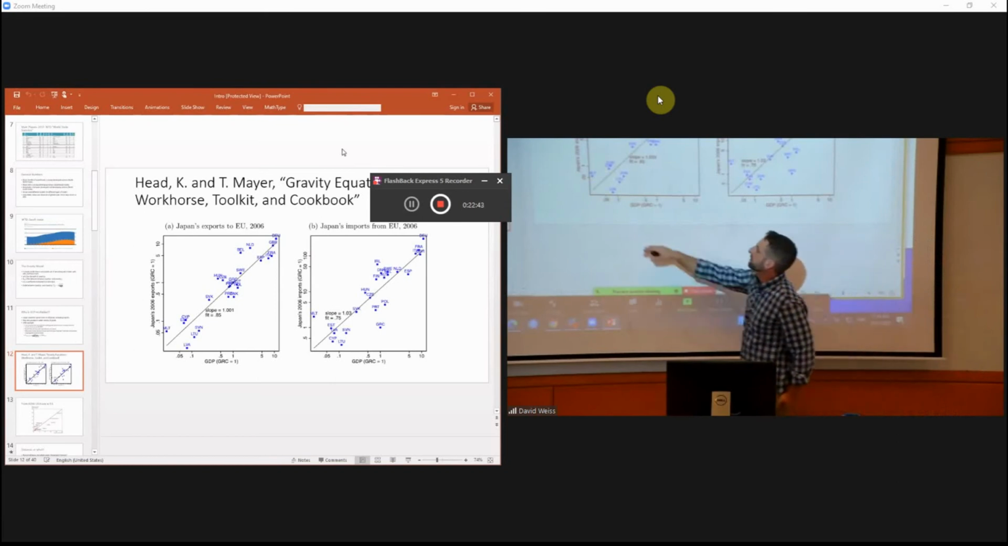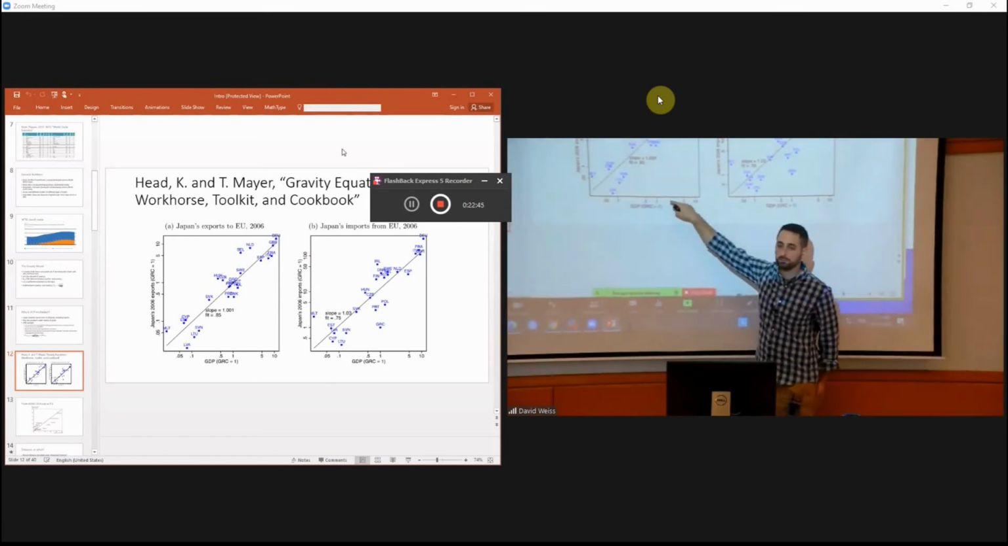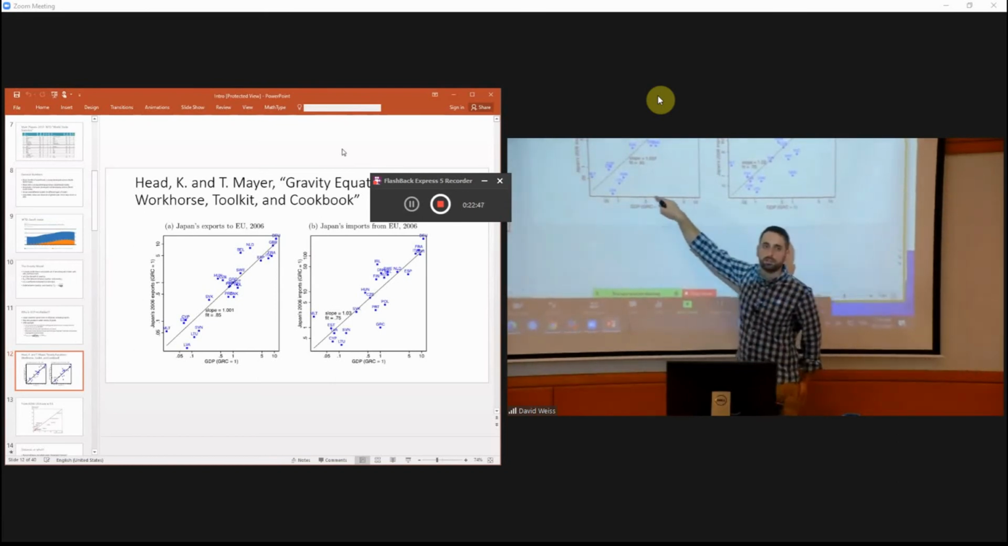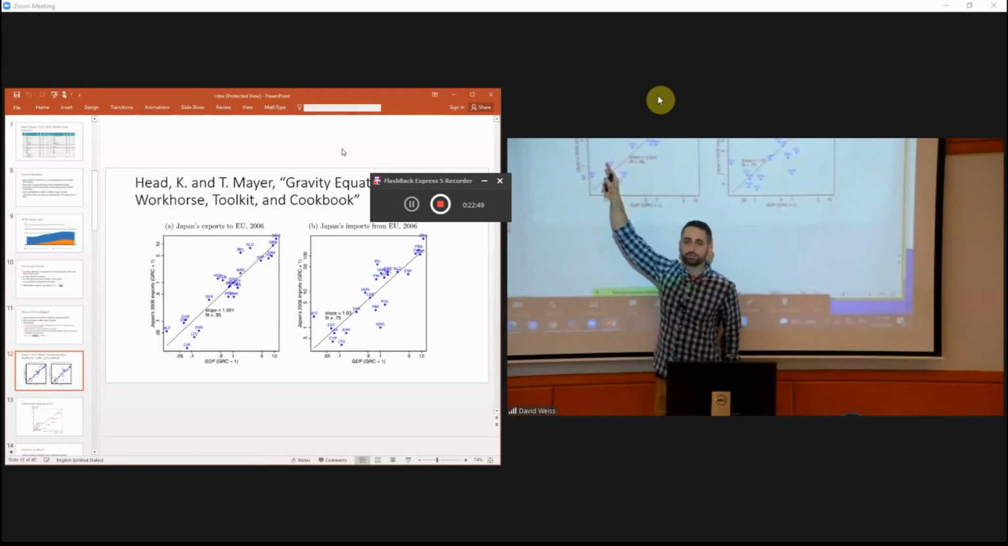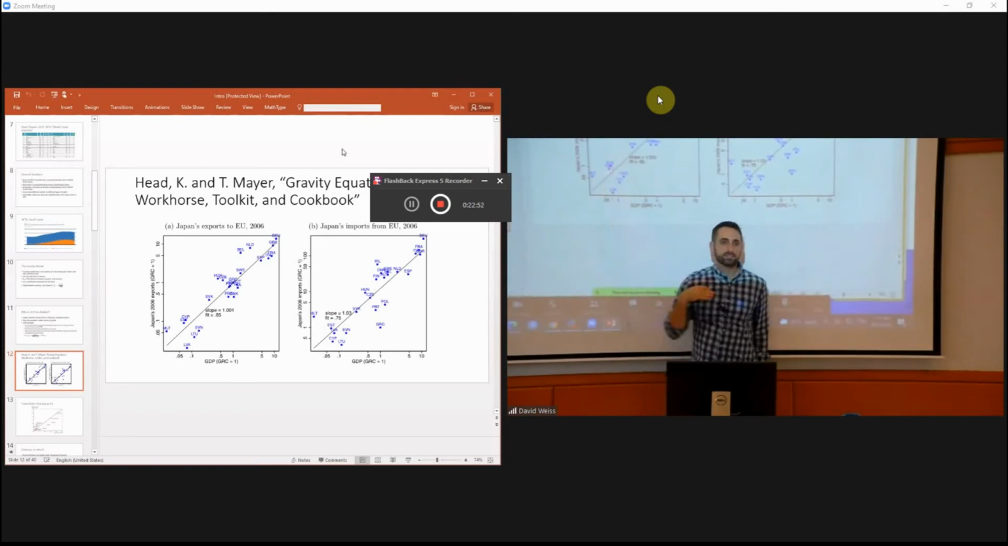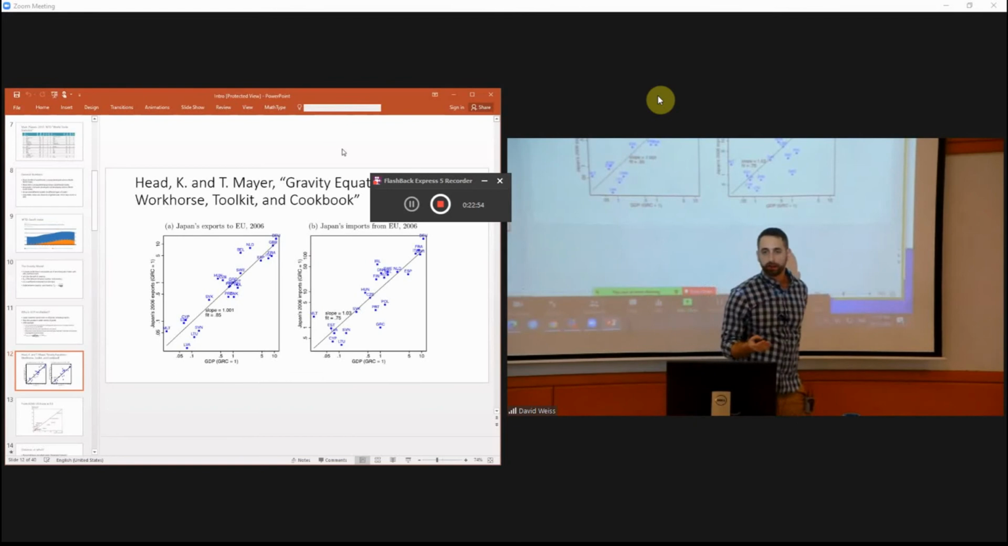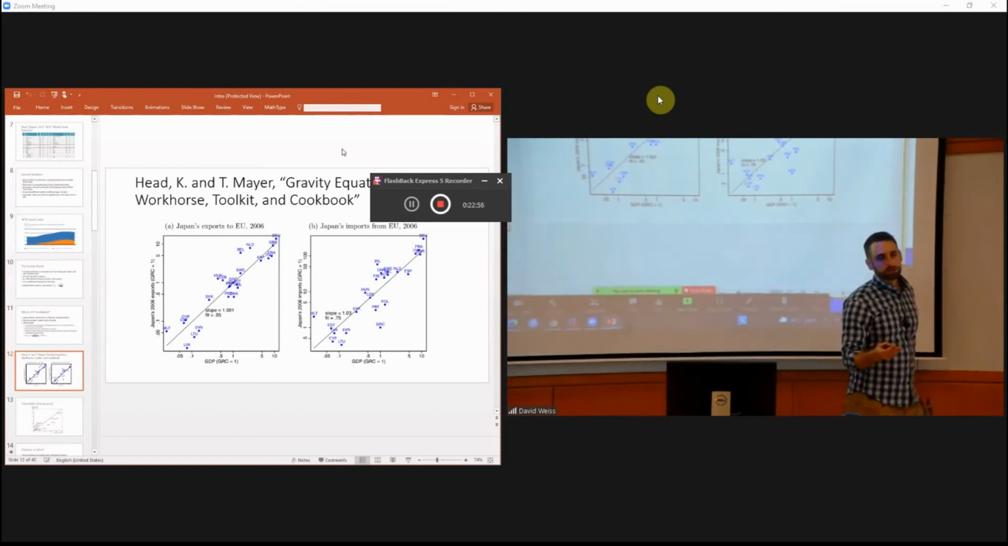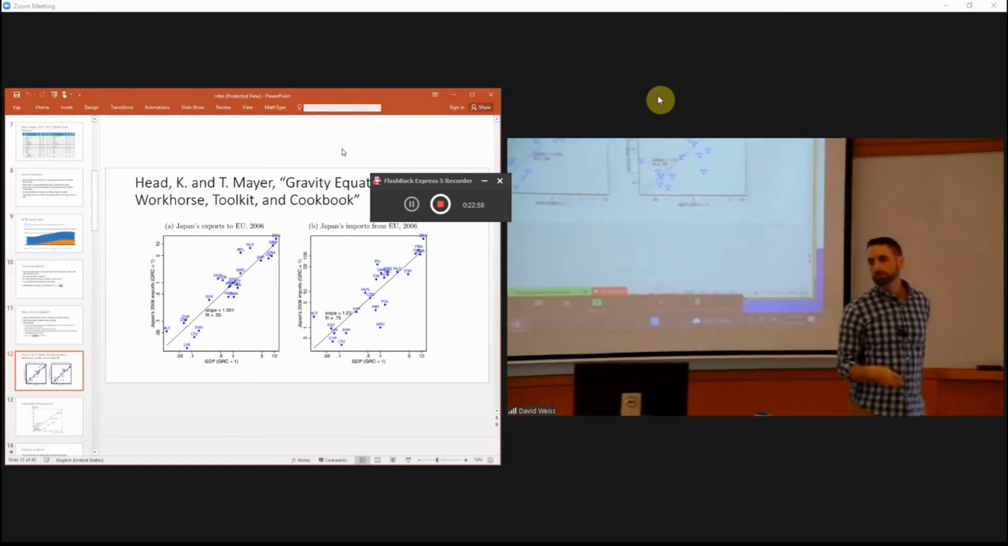And on the y-axis, we're going to have Japan's exports. So what this is showing is that countries with larger GDPs get more exports from Japan. That sits pretty well with what the gravity model will tell us. These countries are larger. They should be buying more stuff. Well, they are.